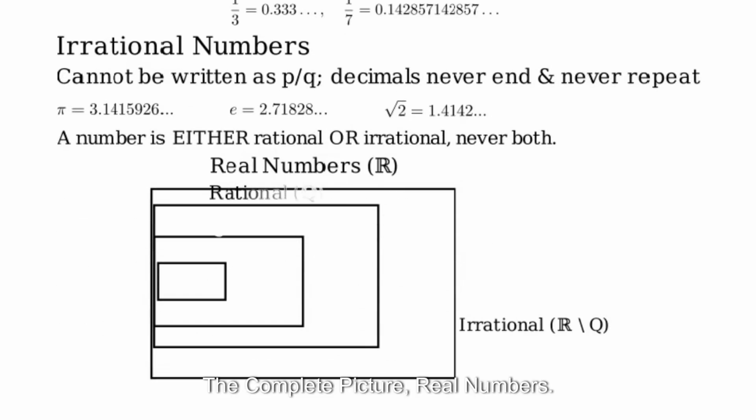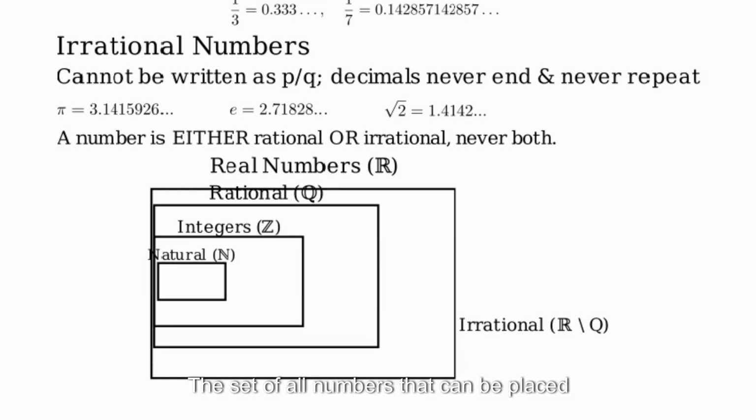Part 5, the complete picture, real numbers. When we take all the rational numbers and all the irrational numbers and put them together, we get the set of real numbers. The set of all numbers that can be placed on the number line. Script R: real numbers consist of the union of the rational set, script Q, and irrational set, script I.